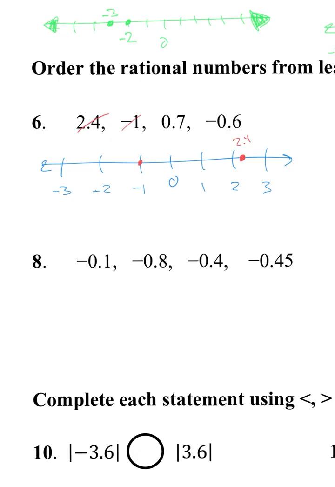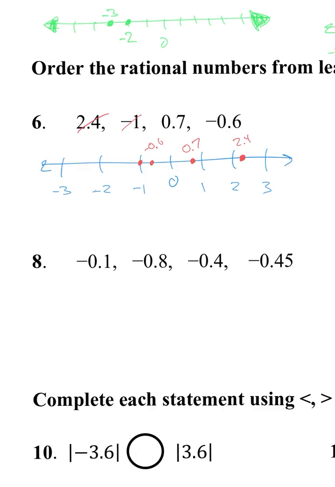So 0.7 is not 1. It's actually less than 1. So just estimate where you think it would go. Like right there. Right? Pretty straightforward, pretty simple. And then you got negative 0.6. From 0, I'm going to go to the left 0.6 spots. 0.6 is a little more than a half. So let's say negative 0.6 would be like right there. So that would be negative 0.6.